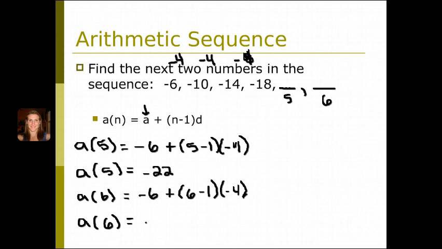So let's check it out when we plug them into the sequence. We have -22, and then we have -26. To get from -18 to -22, I subtract 4. To get from -22 to -26, I subtract 4. Therefore, these are the two correct numbers in our sequence.